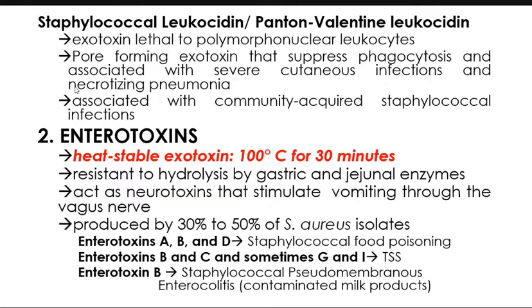Ano naman yung ating mga enterotoxins? Ano na ulit sabi natin sa mga enterotoxins natin dati? What are enterotoxins? These are our heat-stable exotoxins. Okay. So, they're resistant to hydrolysis by gastric and jejunal enzymes, and they act as neurotoxins that stimulate vomiting through the vagus nerve. So they're also produced by 30 to 50% of Staphylococcus aureus isolates. So what are the different enterotoxins produced? You have your enterotoxin A, B, and D. These are the ones that are with staphylococcal food poisoning.